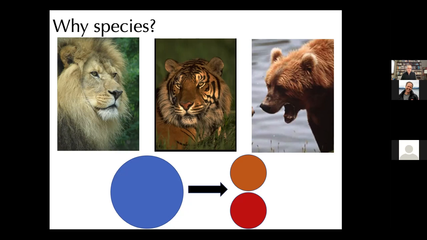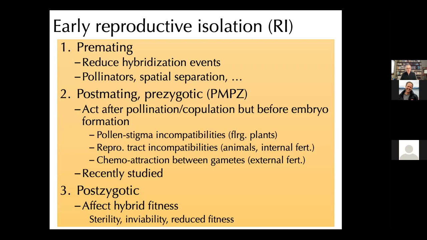So early reproductive isolation can occur at a number of points. These include the pre-mating point, post-mating point, et cetera. So this is a sort of standard way to divide the timing of isolation. Pre-mating isolation reduces hybridization events among plants. It could involve different pollinators, say, or pollinators acting at different times, spatial separation of organisms, et cetera.